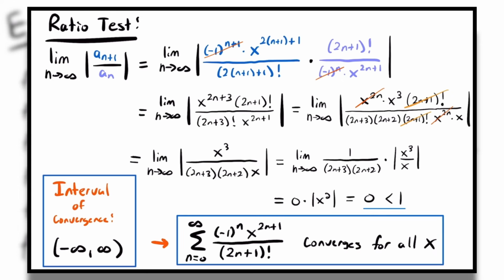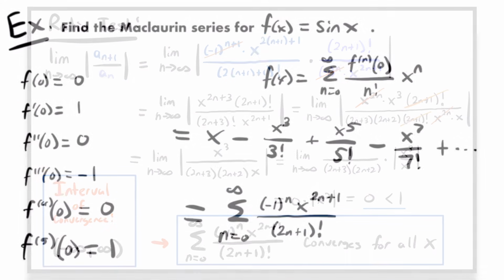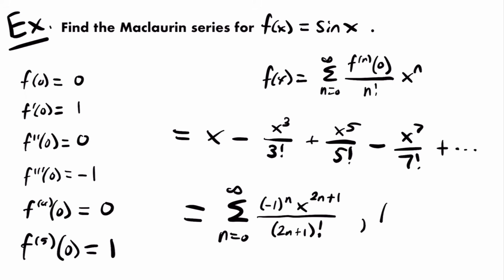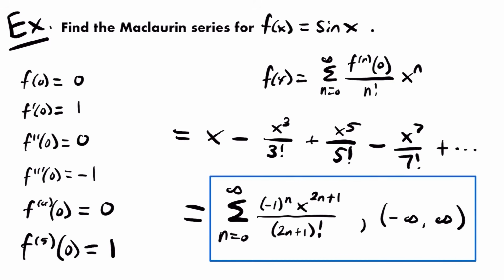But once again, just like with our previous example, the most important takeaway from this work is that the interval of convergence is from negative infinity to infinity. So if we go back to our example, this power series represents sine of x for all the values from negative infinity to infinity. All right, and so that is the final answer for this example. We found a power series, or more specifically, a Maclaurin series that represents our function.